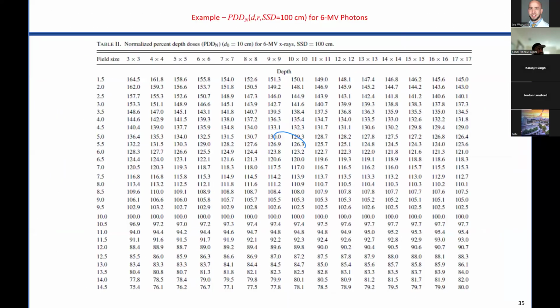SSD of 100, remember here, the normalization depth is 10 cm, not Dmax, but most tables in papers and books that you see will be normalized at Dmax. So when you look at the PDD table, always try to look at the conditions upon which they were measured.